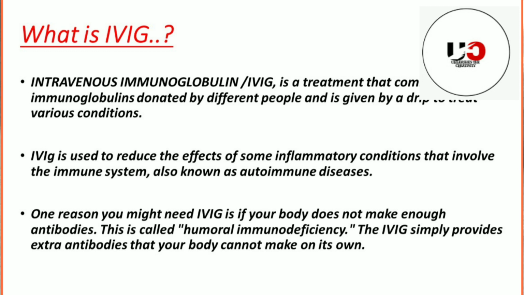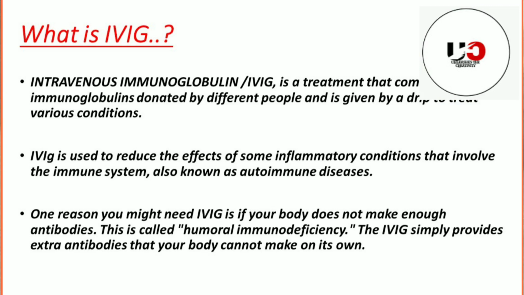Another thing is that we use IVIG to reduce the inflammatory processes in autoimmune diseases, for example Sjögren's syndrome, multiple sclerosis and celiac disease. In such autoimmune diseases, IVIG therapy will reduce the inflammatory process in the body and strengthen the immunity. Another indication is humoral immunodeficiency.